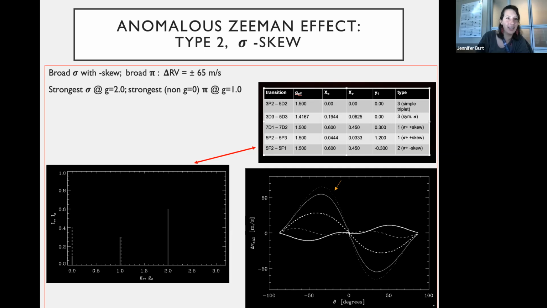Go right ahead. Yeah, maybe it's a stupid question, but this anomalous Zeeman effect, does it depend on the property, like the size of the magnetic region, or is it something that you expect to be fairly similar across magnetic regions, or do you have certain types which are more prone to it?